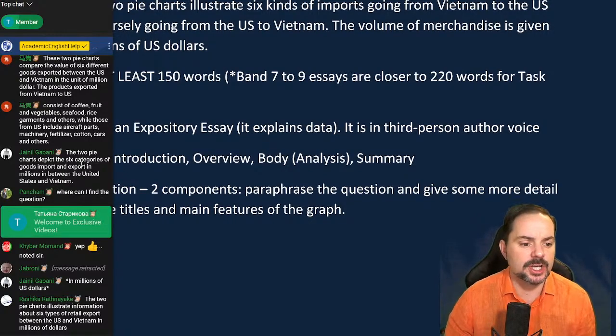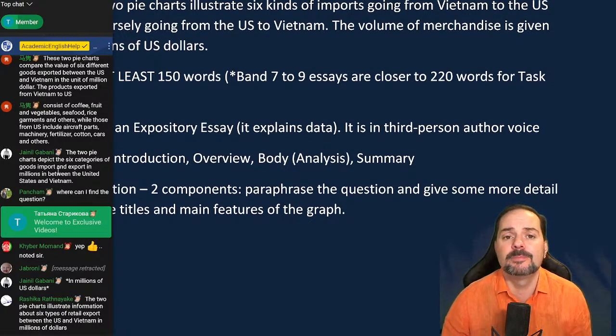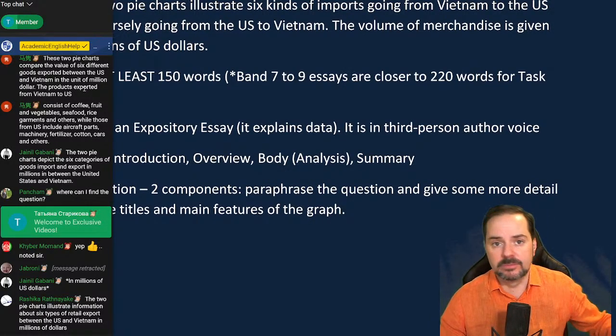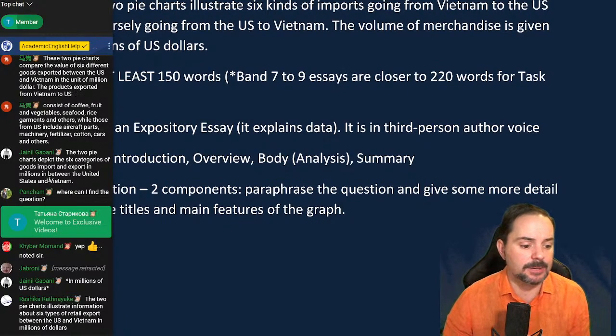One other correction, Janelle. The two pie charts depict the 6 categories of goods imported and exported. It's a passive voice because it's imported by the government or by businesses, okay? Yeah, Janelle, I see your correction there at the bottom in millions of dollars, so that's good. Okay.